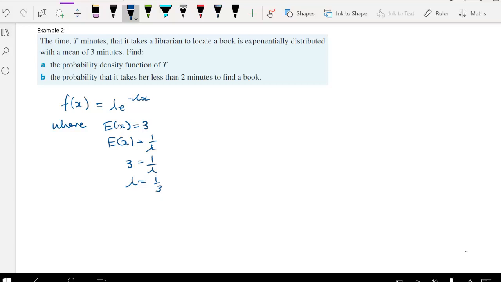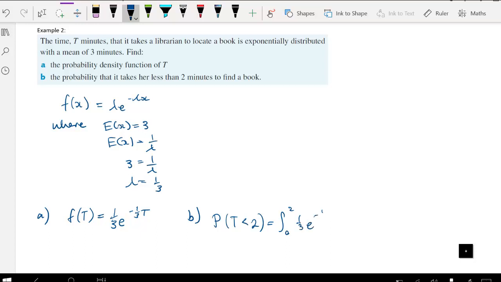Now that we know lambda, using the time t minutes, we've got f(t) is equal to 1/3 e to the negative 1/3 t. And that's part A done. When we look at part B and we're looking at the probability that it takes less than 2 minutes to find a book, then what we're looking at is the probability that t is less than 2, which is the integral between 0 and 2 of 1/3 e to the negative 1/3 t with respect to t.